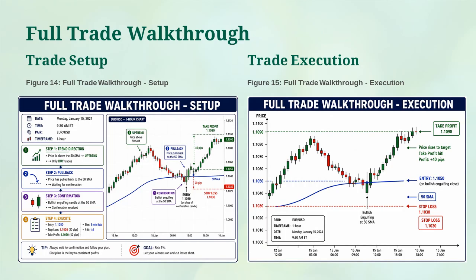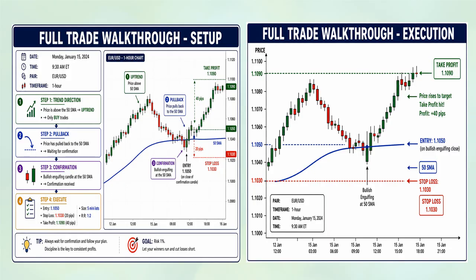I set my stop loss just below the recent swing low. That's about 20 pips away. I set my take profit at 40 pips away, 2 times my stop loss distance.